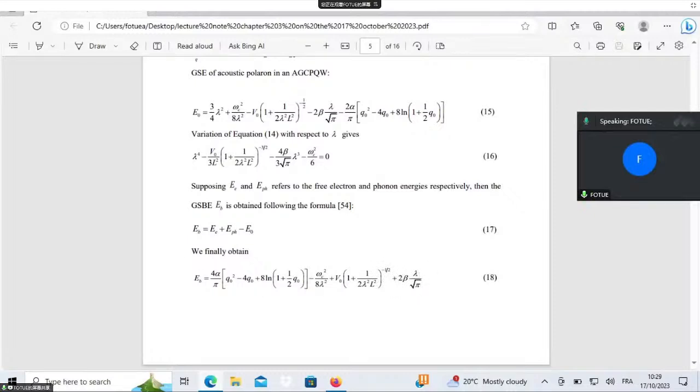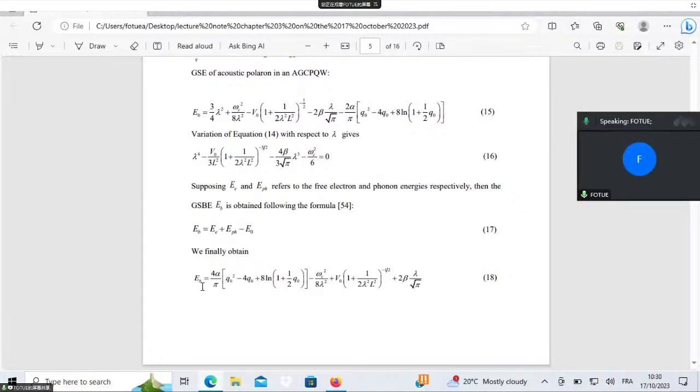So we see that this binding energy is a function of the coupling constant between the electron and the acoustic phonon. It means that as analytically we have this expression, from here we can see that as the coupling between the electron and the acoustic phonon will be high, the binding energy will be high also.